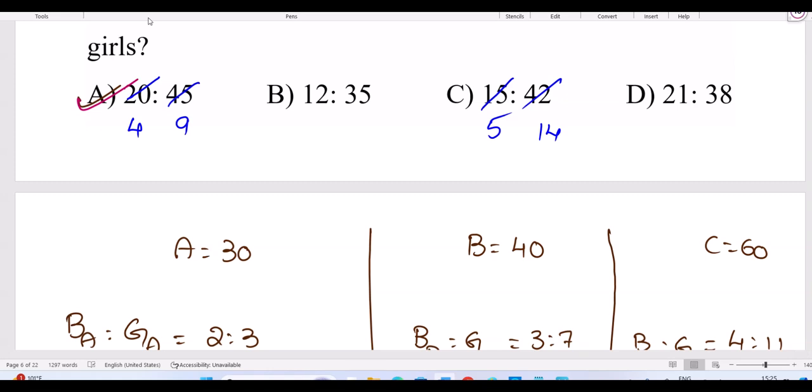Okay, they can modify the ratio. You can just check this also. Cancel if any common thing in options. Then you'll get 4 is to 9.